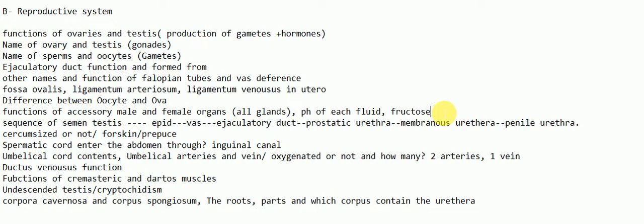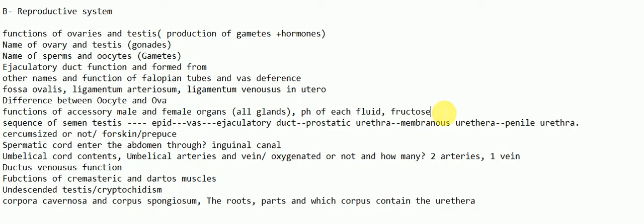Prostate is the only one that secretes kind of acidic secretion, but the semen will be alkaline. And why is it alkaline? It has to be alkaline. Why? To overcome the acidity of the urethra and to overcome the acidity of the vagina as well. The vagina is acidic, the urethra is acidic, so the semen, overall, should be alkaline to neutralize the acidity so that the sperms survive.